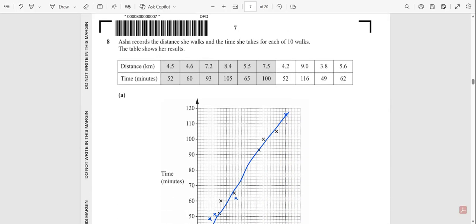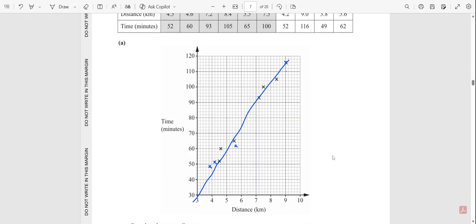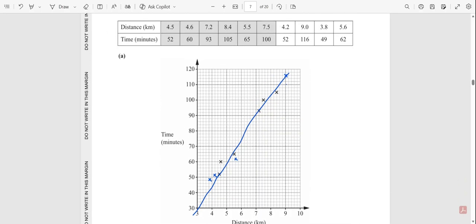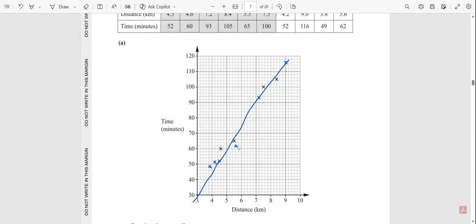Asha records the distance she walks and the time she takes for each of the 10 walks. The table shows her results. 6 data points have been already plotted on the scatter plot. And we have to complete the scatter diagram. So I plotted the rest of the scatter points, and then I have to draw the line of best fit.